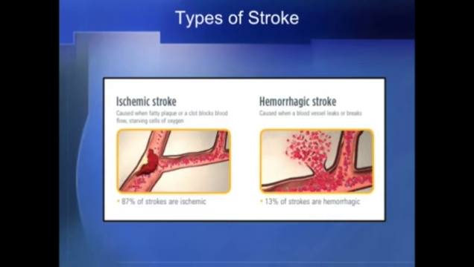The only way to definitively determine whether or not the patient is having an ischemic stroke or a hemorrhagic stroke is to perform a CT scan at the hospital. This is important because the therapy utilized for ischemic strokes, which is thrombolytic therapy, cannot be utilized with a hemorrhagic stroke.